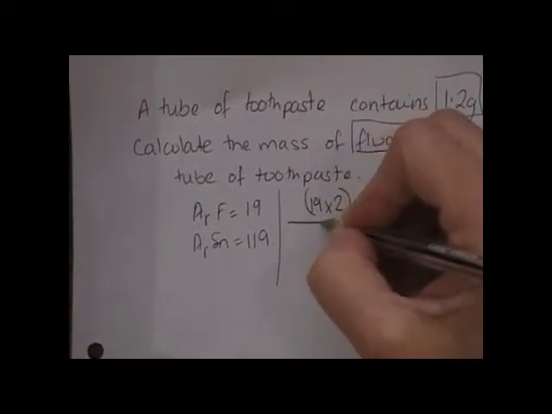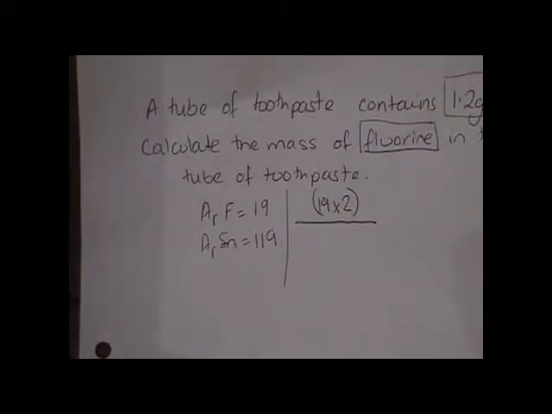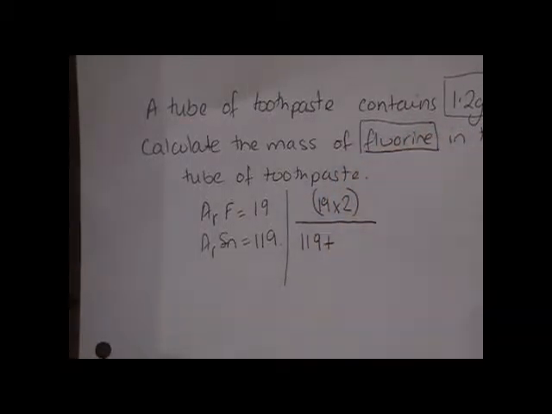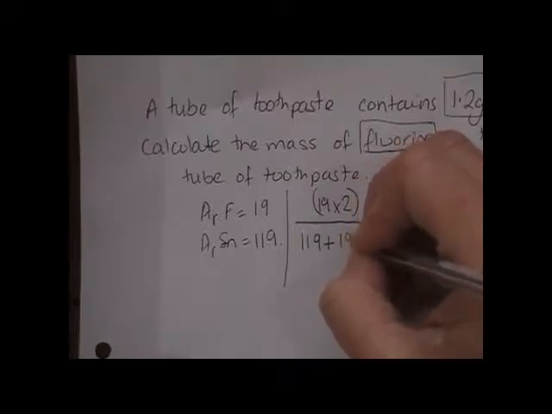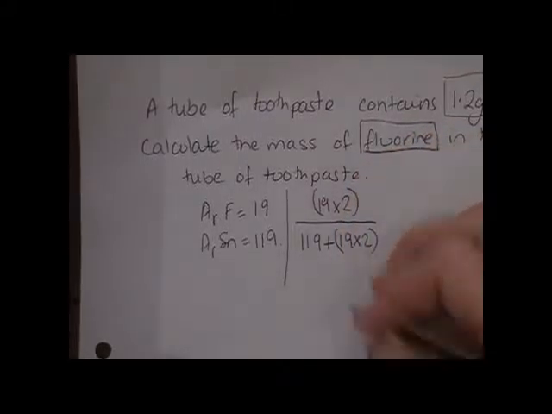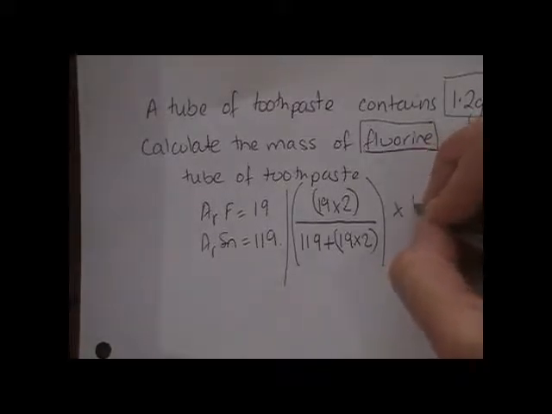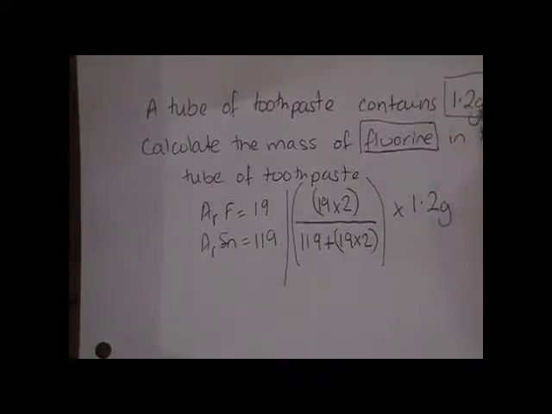In order to find out the big bit, it's the molecular mass of all of SnF2. If you don't know how to find the molecular mass or the relative formula mass, please do have a look at those clips that are also available on this channel. So Sn has 119 plus I want 2 lots of the fluorine in that. I'm going to put all of that in brackets. Once I've done that, I'm then going to multiply it by the value that I want to produce, which is the value I was given in the question.